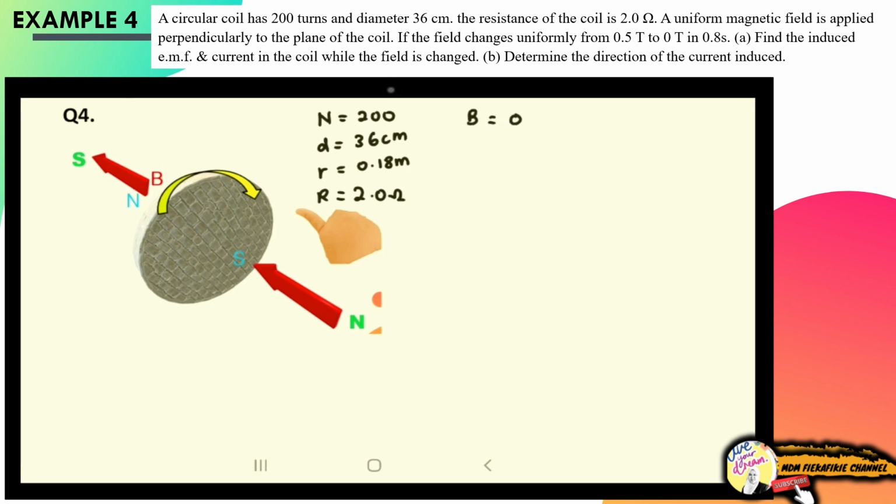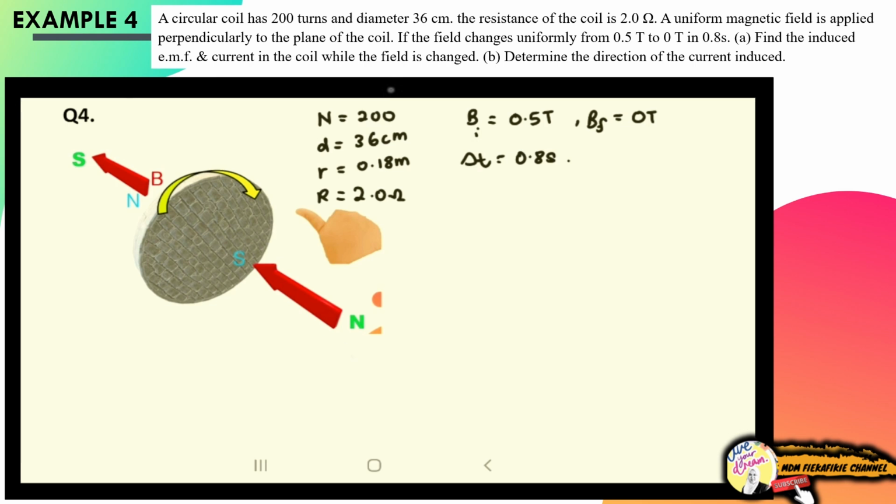Okay, so let's write that the resistance of the coil is given 2.0 ohm and we have the magnetic field is 0.5 Tesla. This is the initial magnetic field and the final magnetic field is 0 Tesla. Okay, and the change of time, it's happened in 0.8 second. So let's take out all the information given by the question, since the question states that the field changes uniformly from 0.5 Tesla to 0 Tesla in 0.8 second.